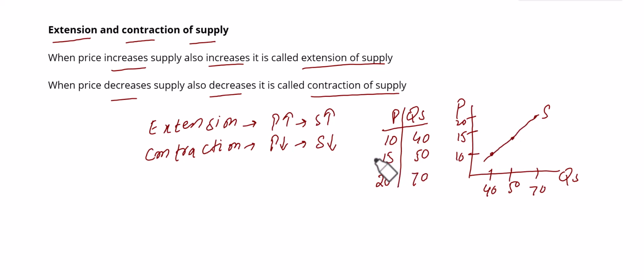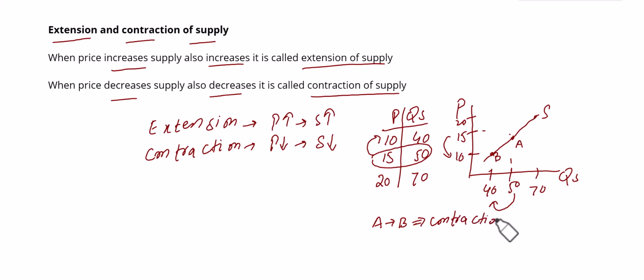So now let's assume that this is our initial price, that is 15, and this is here point A, for example. Now the price decreases from 15 to 10, and when price decreases from 15 to 10, quantity supplied decreases from 50 to 40. So we can draw here point B. So the movement from point A to B is called contraction.